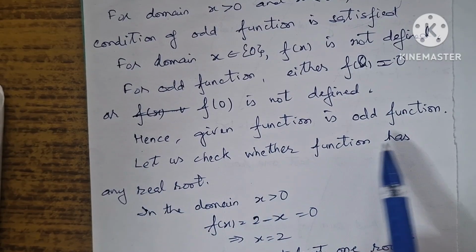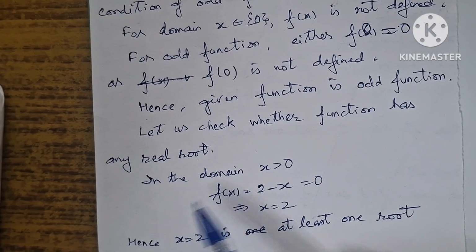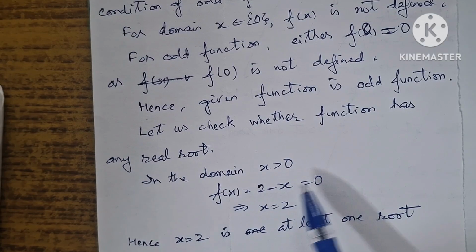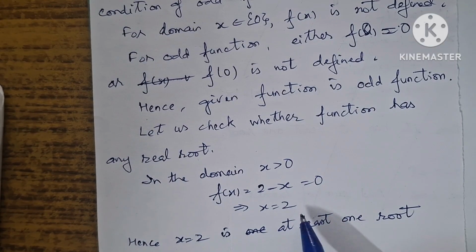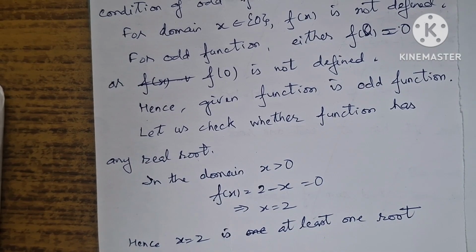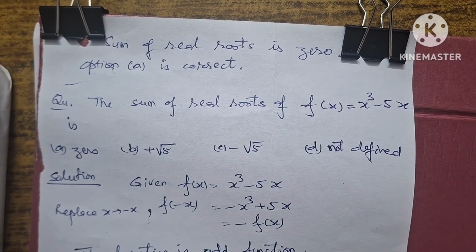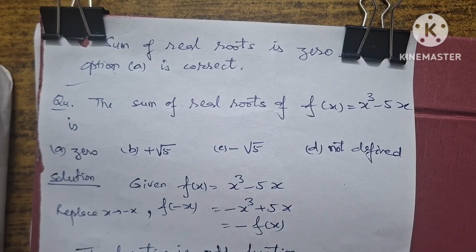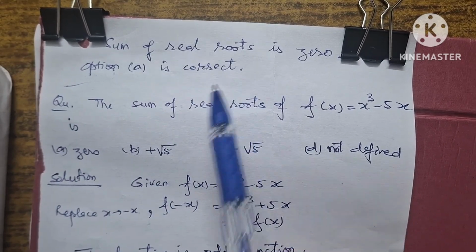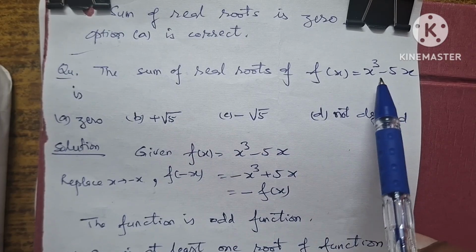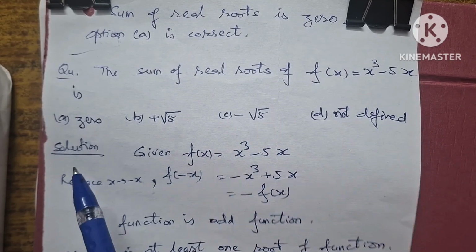Let us check whether the function has any real roots. In the domain x greater than 0, if we put f(x) equals 0, the solution is x equals 2. Hence x equals 2 is at least one root of the function. Since the function has at least one root, the sum of real roots is 0. Option A is correct.